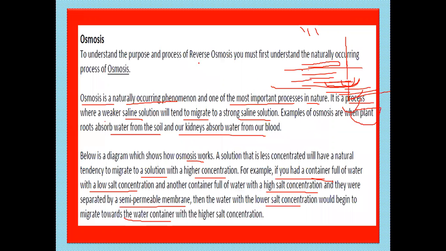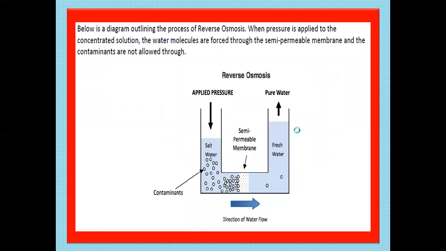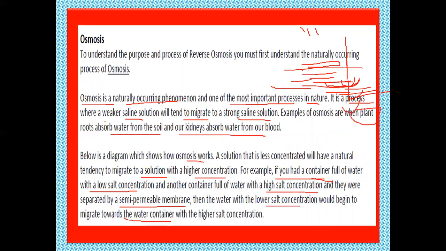So what does this figure say here? A container full of water with a low salt concentration and another container full of water with high salt concentration. This side you have high concentration of salt water, this side you have low concentration of salt water. Then what is it saying? Low salt concentration, high salt concentration, and they are separated by a semi-permeable membrane.